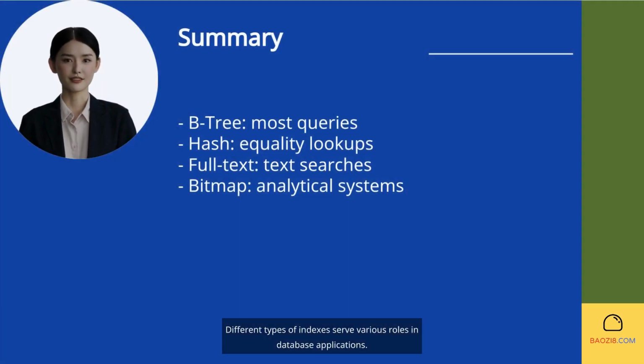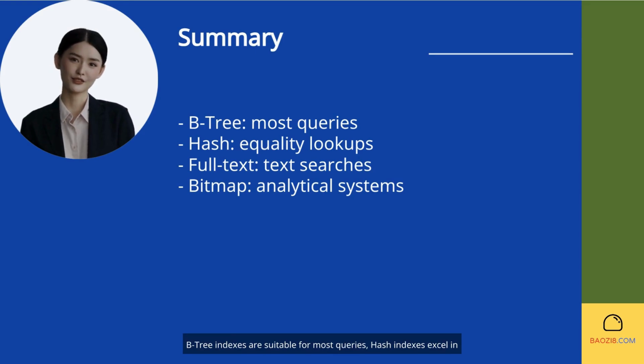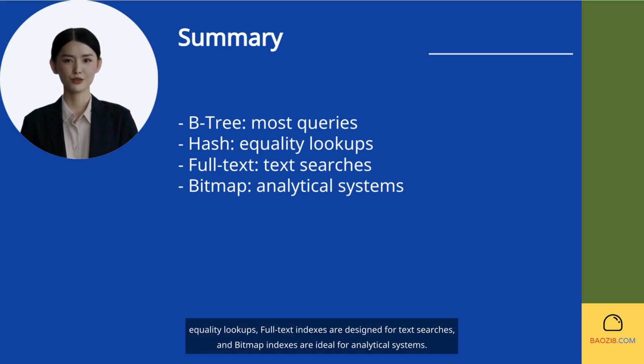Different types of indexes serve various roles in database applications. B-tree indexes are suitable for most queries, hash indexes excel in equality lookups, full-text indexes are designed for text searches, and bitmap indexes are ideal for analytical systems.